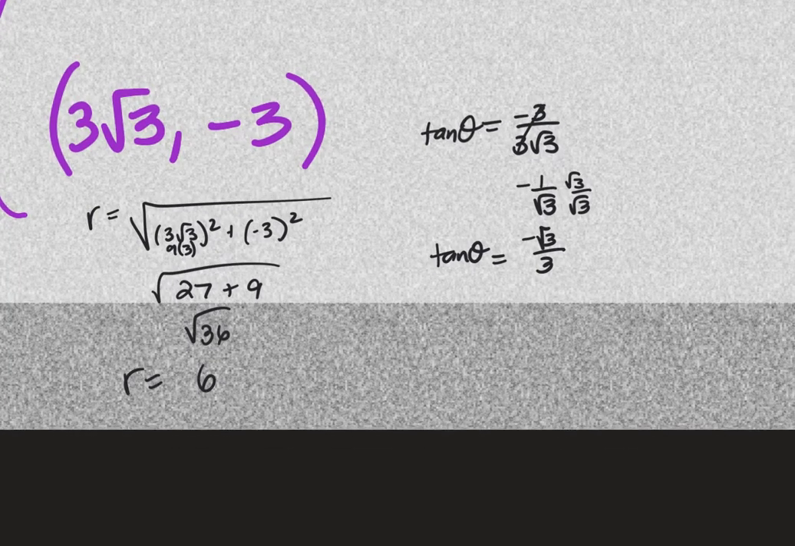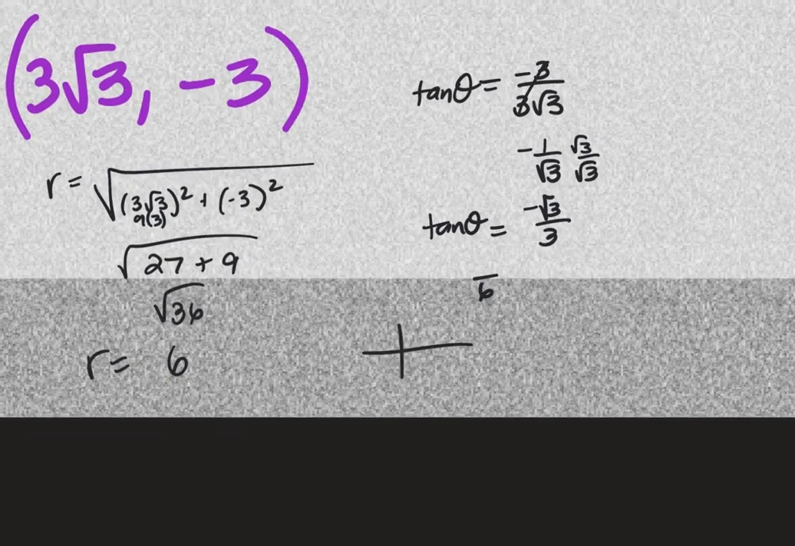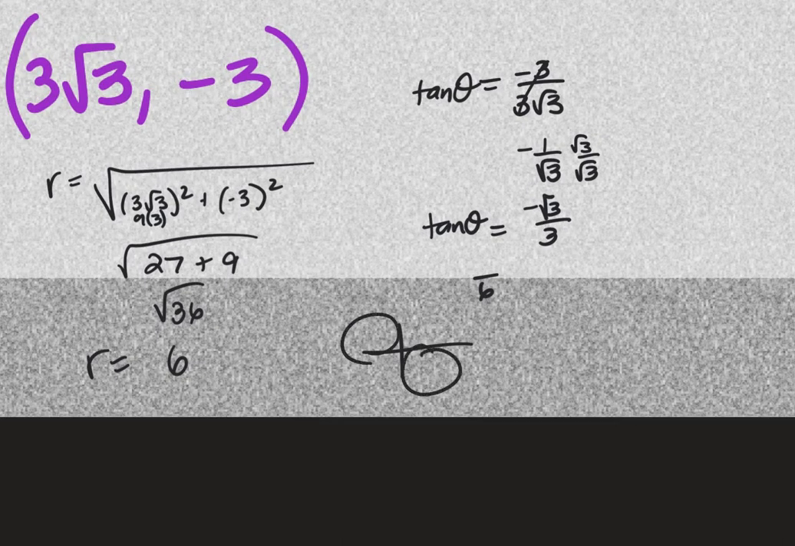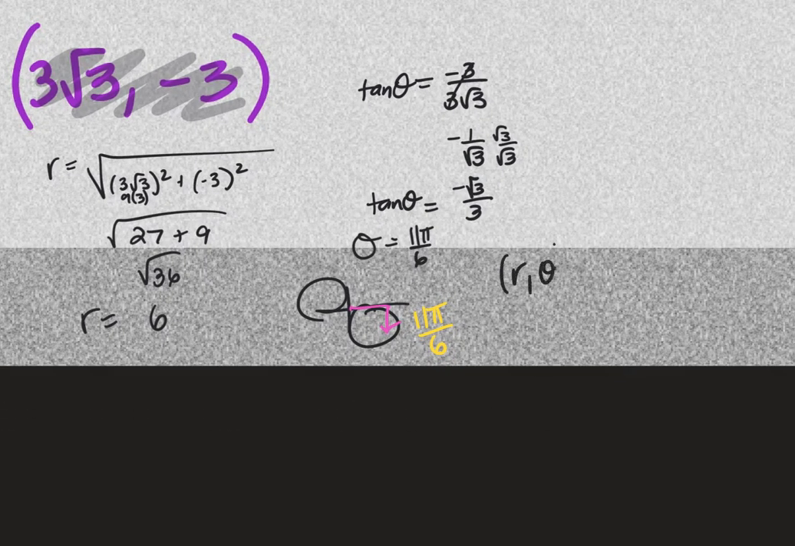So then I'd find, first of all, without even knowing your unit circle, you should know that √3 over 3 is a pi over 6. And because it's negative, it means it's in the second quadrant or the fourth quadrant, because that's where tangent's negative. But based on my original point being a positive x and a negative y, I would know I'm in the fourth quadrant. And that pi over 6 is 11 pi over 6. So that's how I know to pick that for theta. So r theta would be 6, 11 pi over 6.